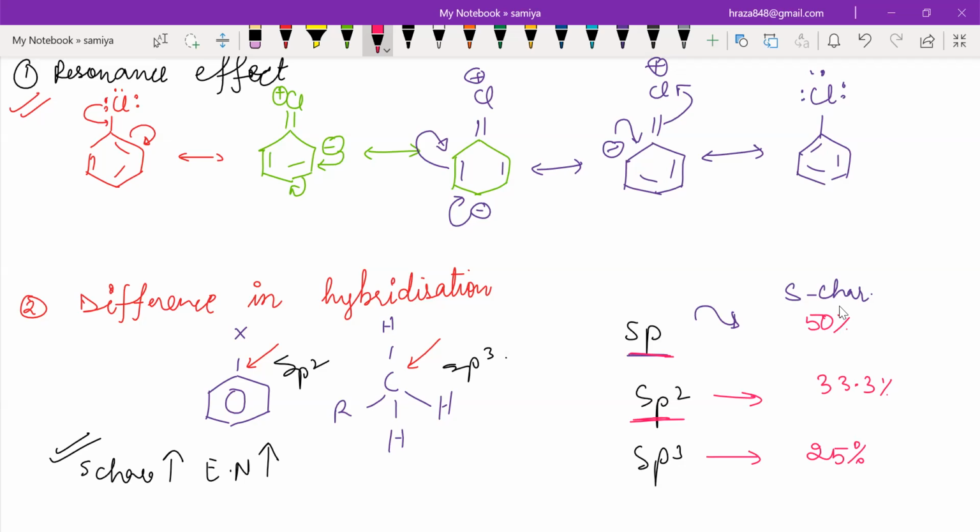So the more S character, the more electronegative. So you can see here it is sp3, that means less electronegative, and this is more electronegative. And due to the higher electronegativity, the bond will be more polar. So if there is more polarity, it will be difficult to break that bond. Are you getting my point? Yes, sir. Okay. So this is the second reason for being very less reactive towards nucleophilic substitution reaction.